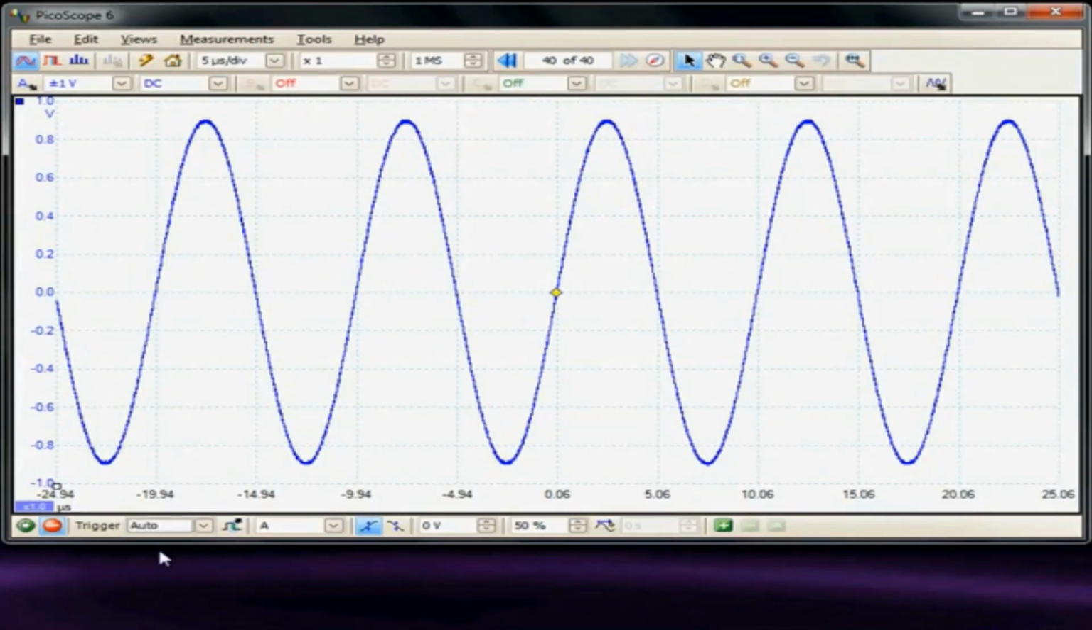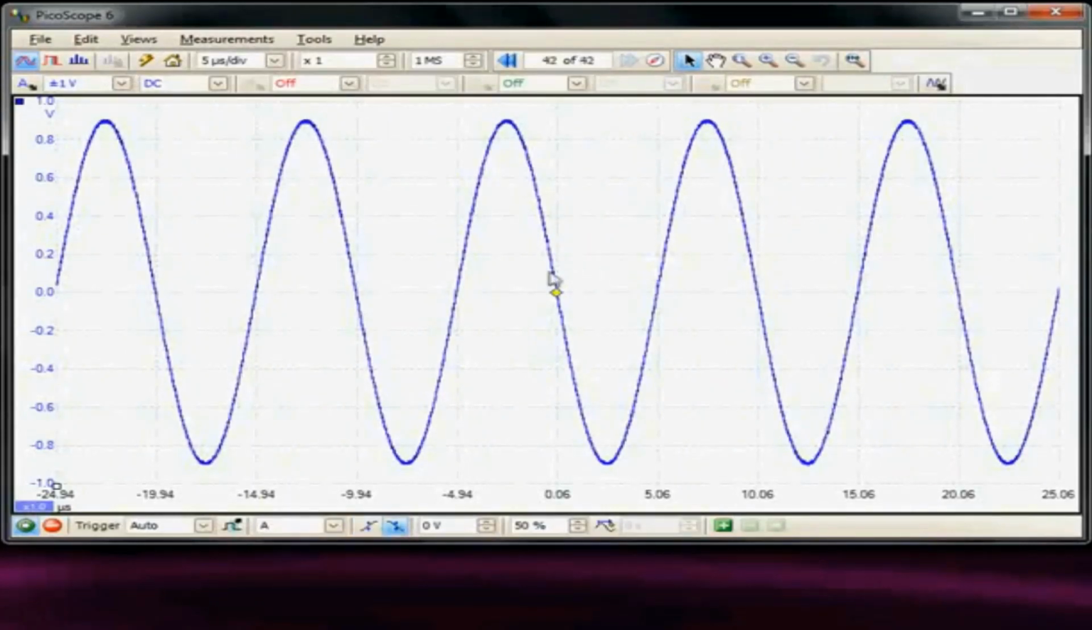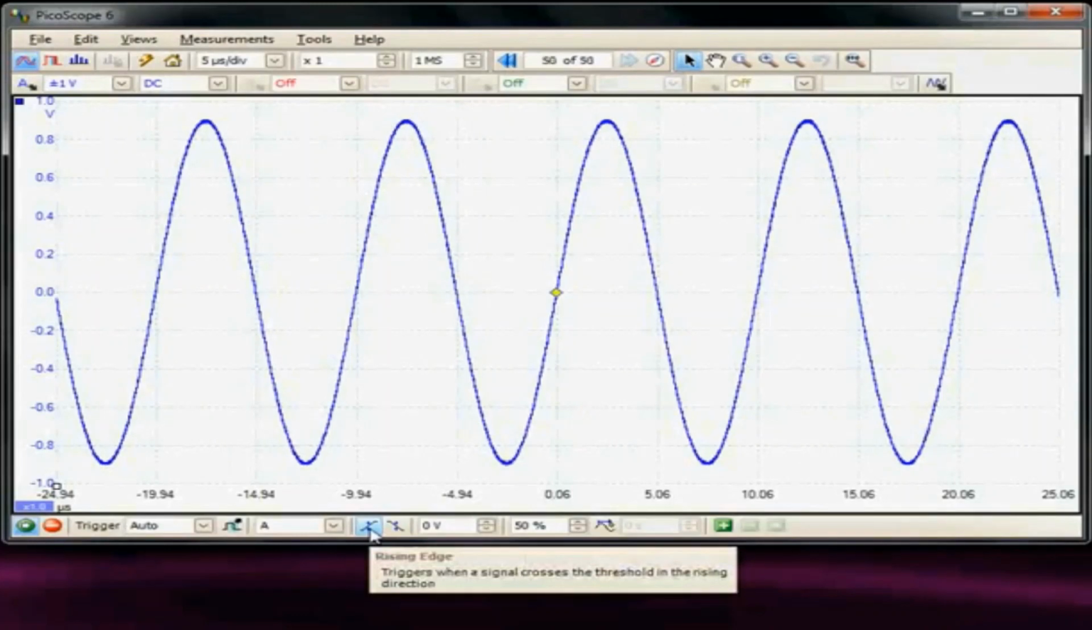If channels B, C or D were turned on, these could be selected as the trigger source. The following two icons are the rise and falling edge for the trigger. So at the moment it's triggering on the rising edge, and we could trigger on a falling edge. So here we're triggering on the negative edge. I'll put it back to the rising edge.